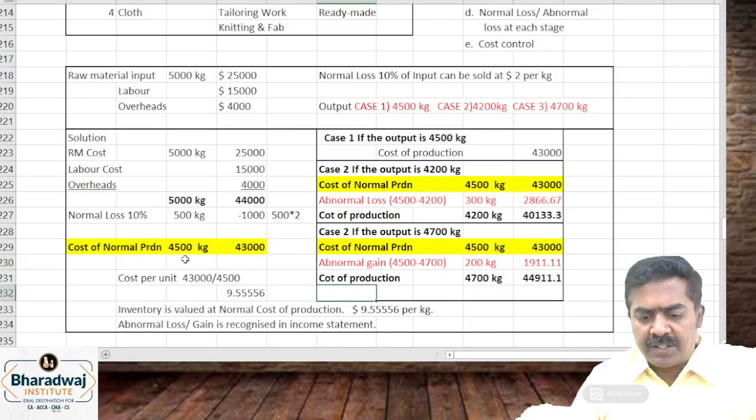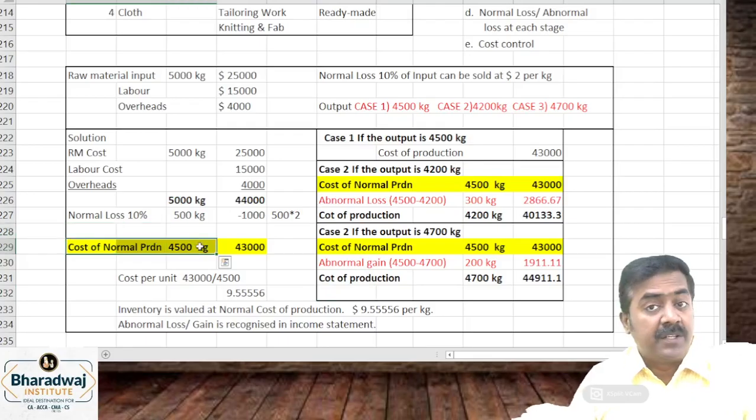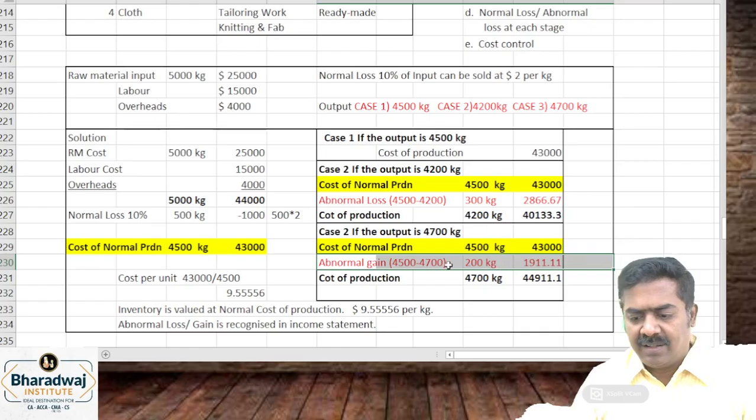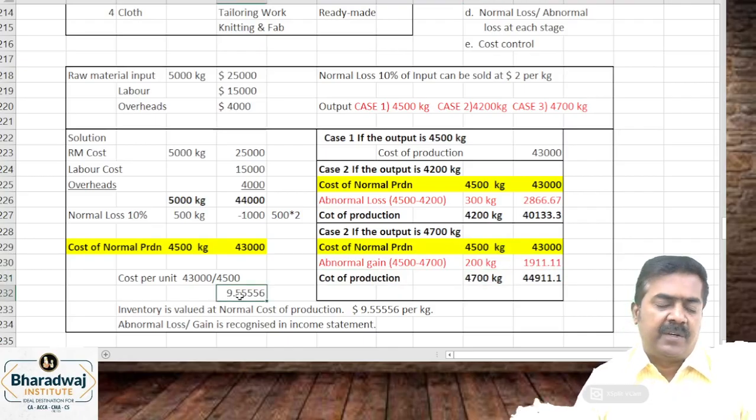So if the production is more than the normal production, we call it an abnormal gain. Abnormal gain will be added. Otherwise, the cost of production will be based on 4,700 into 9.55556.